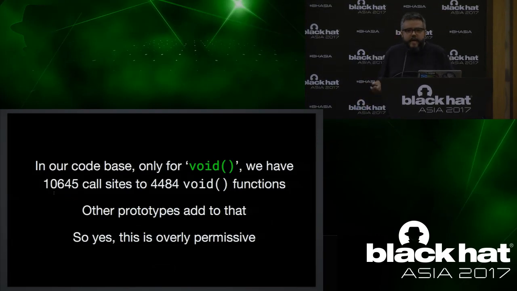So in our code base, on the kernel configuration that we tested this on, only for the void-with-no-arguments prototype, we have 10,645 call sites with 4,484 void functions. So this is a lot. And we still have other prototypes that add to that in terms of relaxation too. So this resulting CFG is quite permissive. So yes, we don't want that. We want to find a way to prevent that.